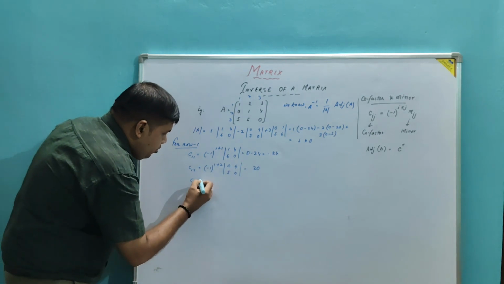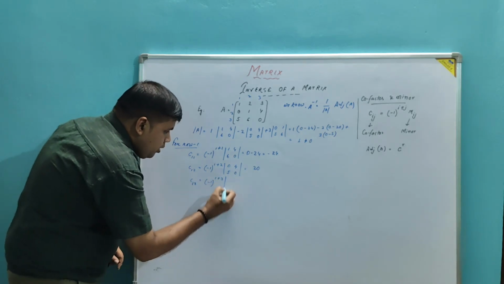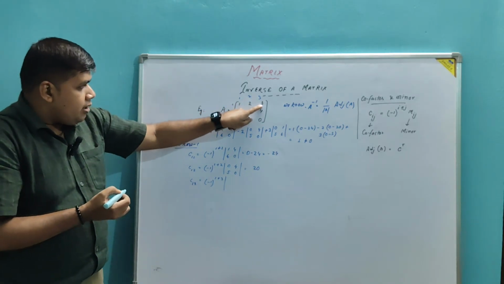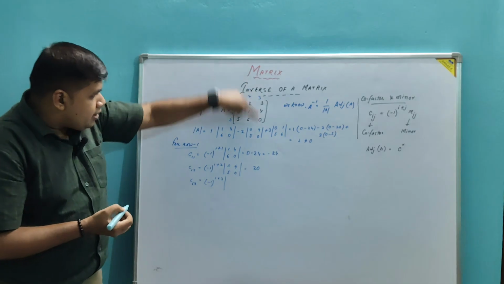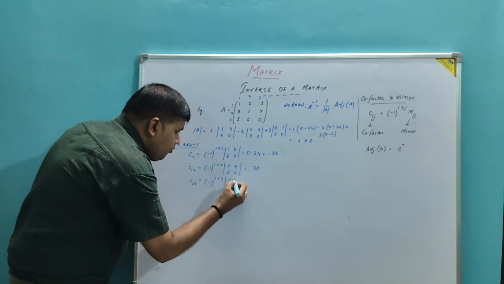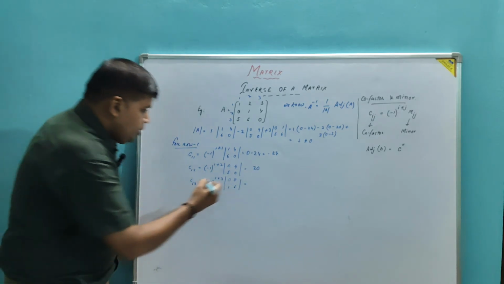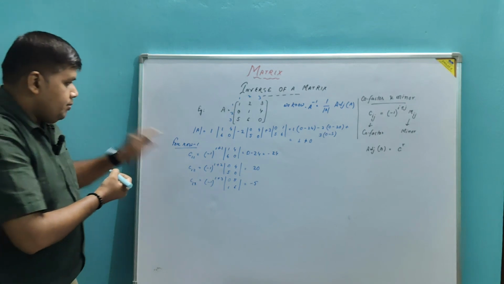Similarly, C13 will be equal to minus 1 to the power 1 plus 3. Here we are finding the cofactor for 3. So exclude this row, exclude this column, and it will be 0156. After computation, we will get the value minus 5. So this is for row 1.